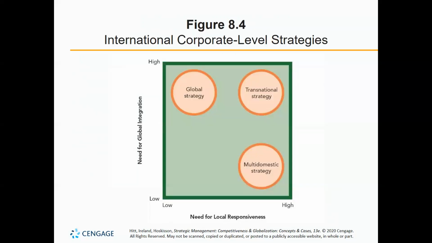So this is simply a diagram of these three different options. So if you have a high need for global integration, but a low need for local responsiveness, you might look at a global strategy. If you have a high need for local responsiveness, but a low need for global integration, you could look at a multi-domestic strategy. If your need for both global integration and local responsiveness is high, this would lead you to pursuing the transnational strategy, which is more complex and difficult, but is able to focus on both of these dimensions.